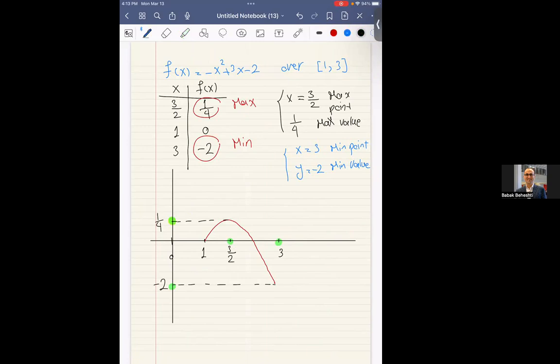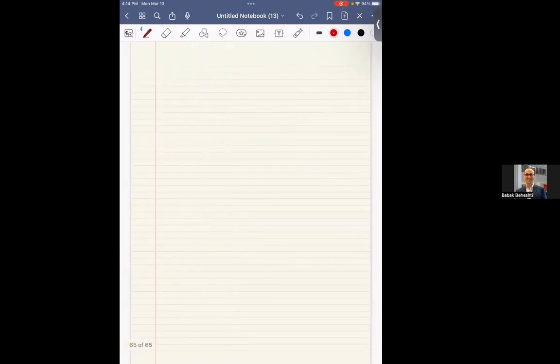That means basically the coordinate of the maximum is 3/2 and 1/4, this point, and the coordinate of the minimum is 3 and -2. Okay. Now let's look at another example.